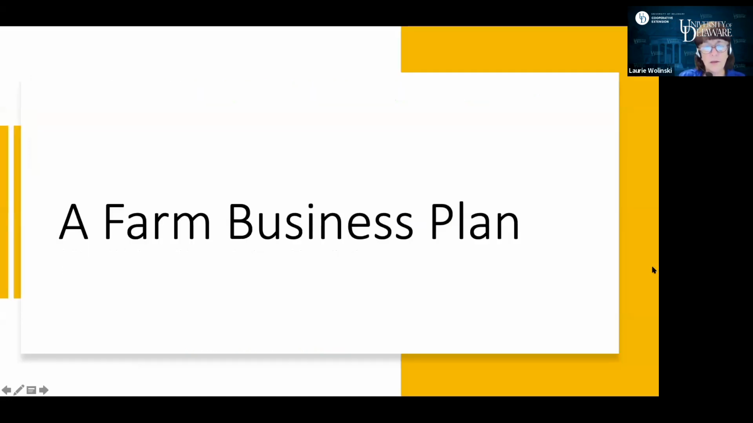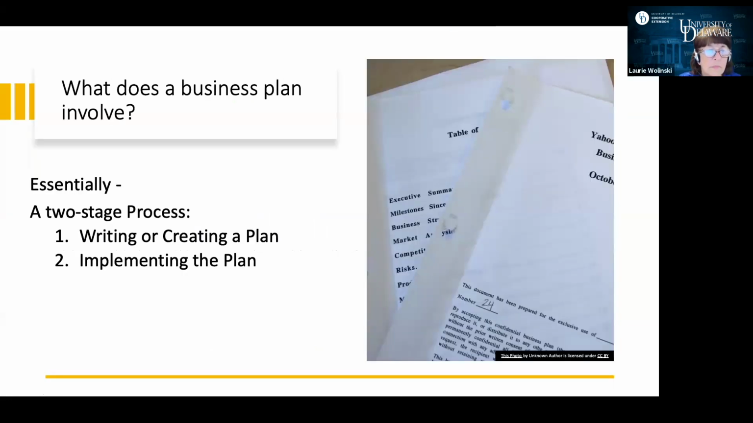All right, so what is a farm business plan? It happens to be a lot of separate documents, but really all those documents are done in a two-stage process. The first part is to write or create the plan. Now, yes, that's one stage, but it is a lot of documents. There are different pieces to a business plan. And then the second stage is to implement the plan.